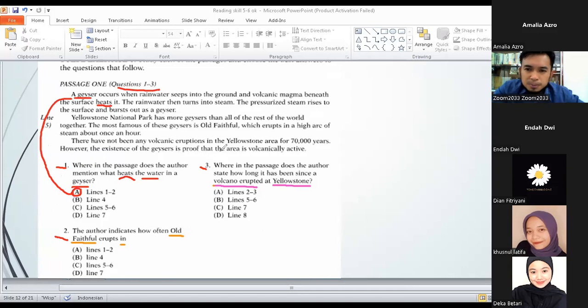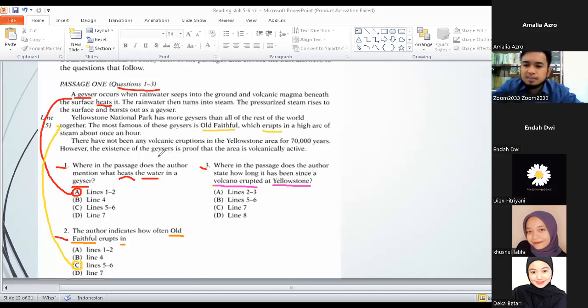So what about number 2? The author indicates how often Old Faithful erupts. Please pay attention and keep your eyes on the keyword Old Faithful. Where is it? Now we have this Old Faithful, which erupts. So this is very easy for you guys to answer, right? The answer for that one is, of course, Charlie, because we can find it in line 5.